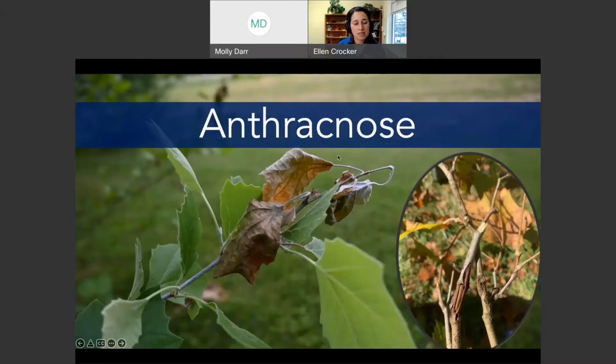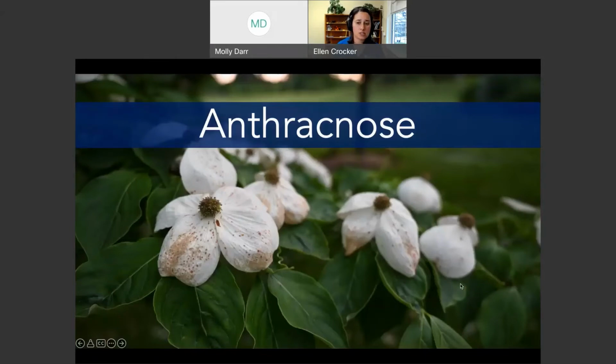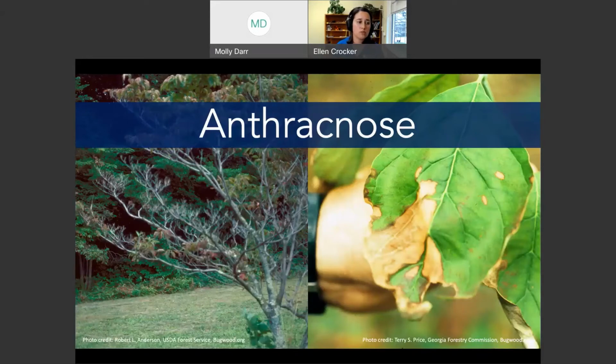So sycamore is one where I have seen a lot more anthracnose issues, both in the leaves, but also moving into the shoots and causing death of those. Dogwood is another species that can be very much impacted by anthracnose. Now, this is a spot anthracnose, so not a major issue here, but if it were to move into those shoots and cause death there, prevent that new growth, it could be a major issue.